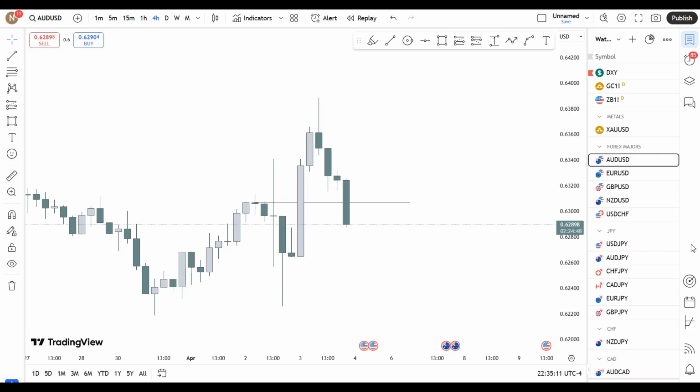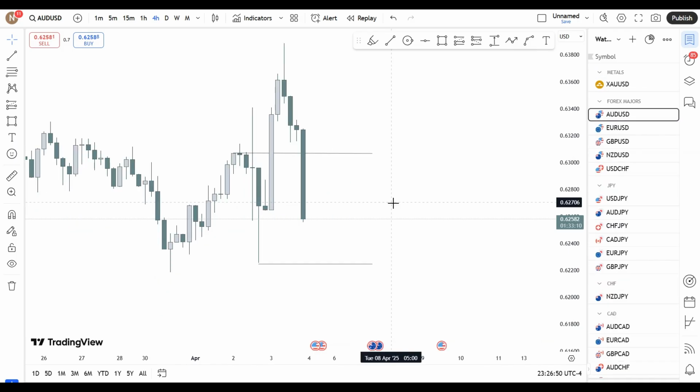Then the question arises, what is draw on liquidity, right? So draw on liquidity is the closest premium or discount array that we are targeting. So if we are targeting a premium array, then our bias is bullish, and if we are targeting a discount array, then our bias is bearish. So now the question arises, what are premium arrays and what are discount arrays, right?